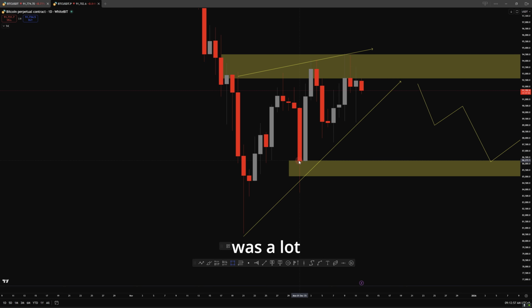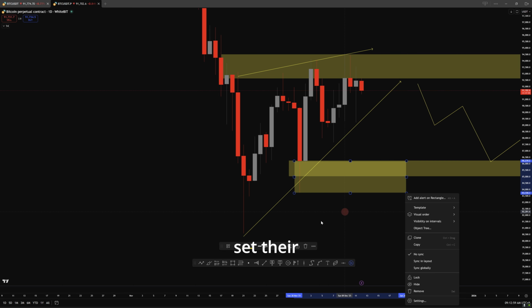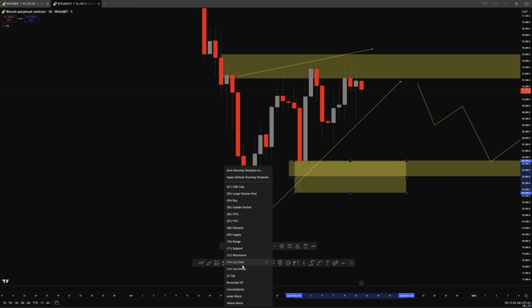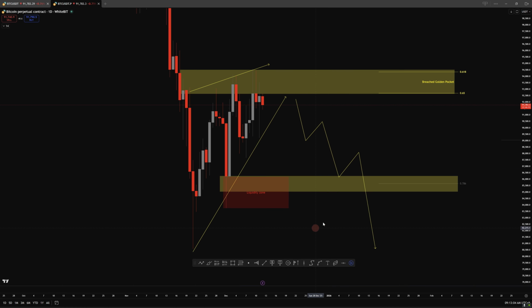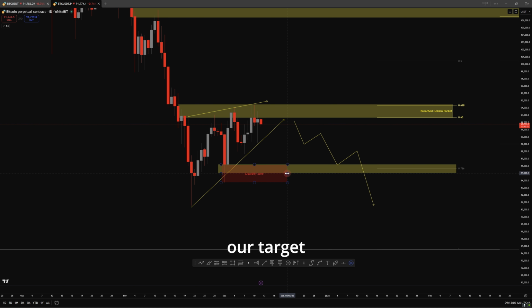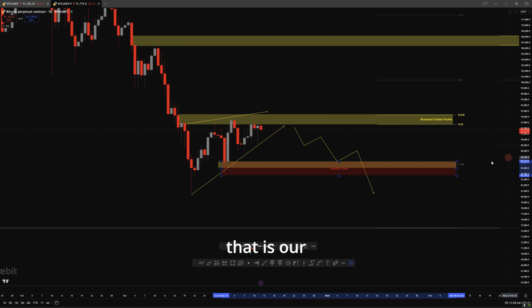What this means is that there was a lot of buying pressure. People now set their orders here. They are retail traders, so this is a liquidity zone. Now that is updated. So that is our target idea. Ideally that is our target.